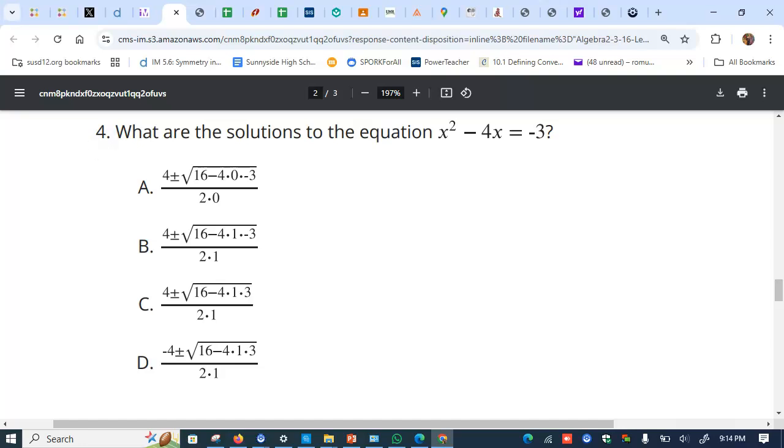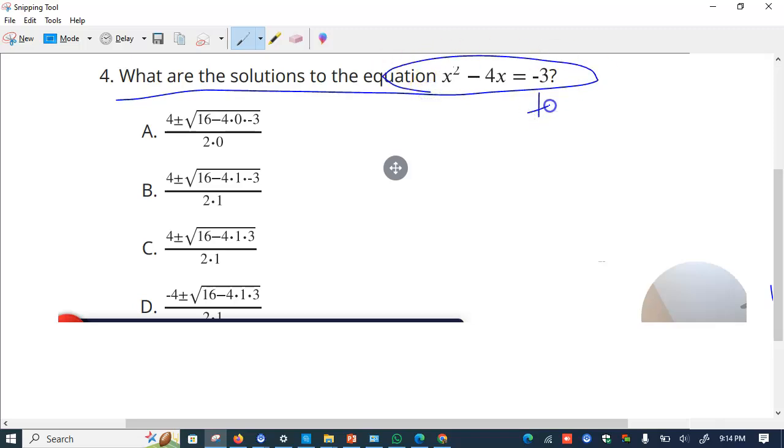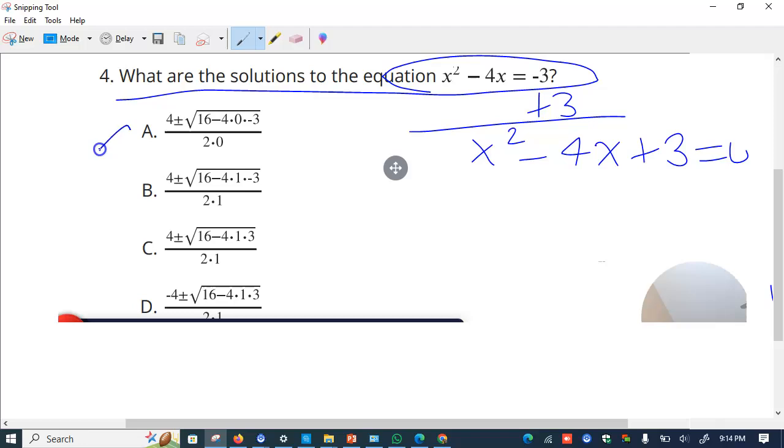So here, what are the solutions of this? First, it's better to add 3 to both sides so that we know it is x squared. The question: what are the solutions? Which one is the correct answer? And you get plus 3, and you see the work shown is in the quadratic form.